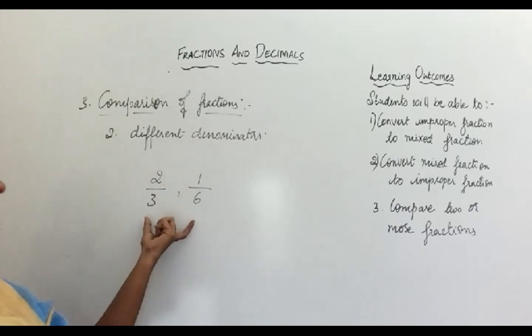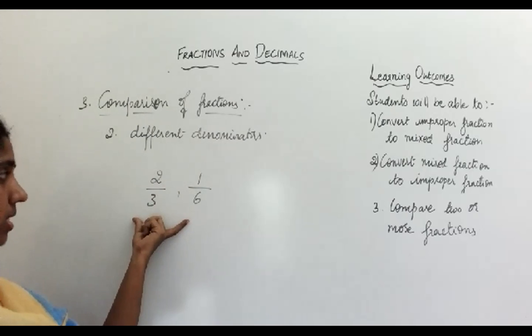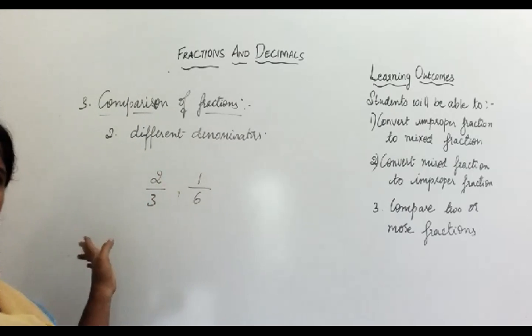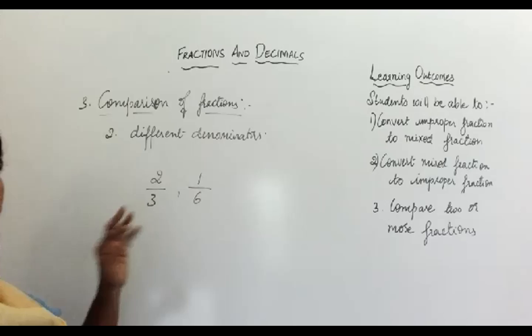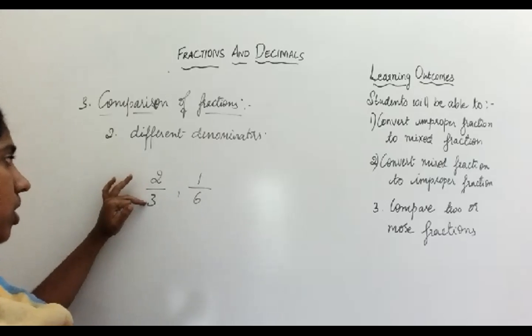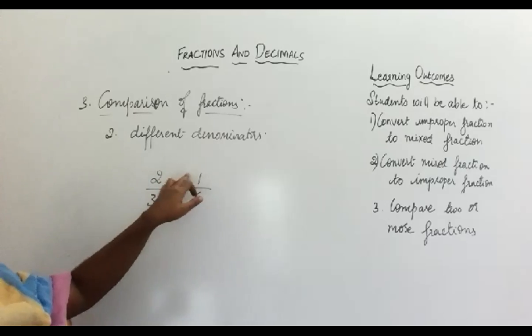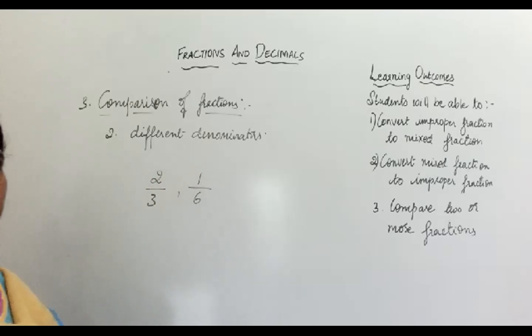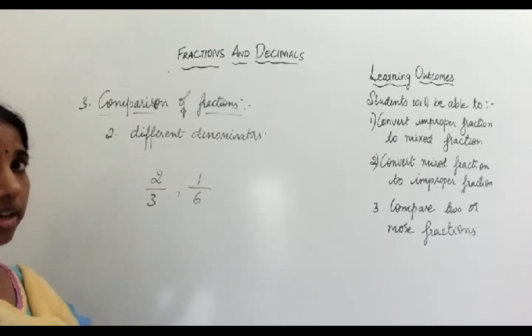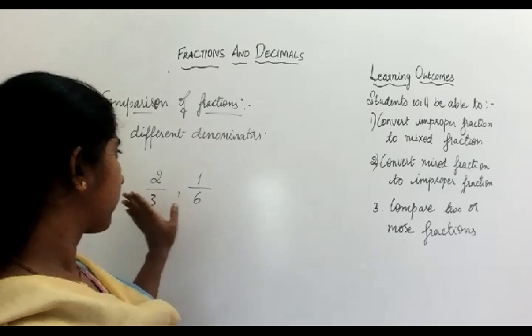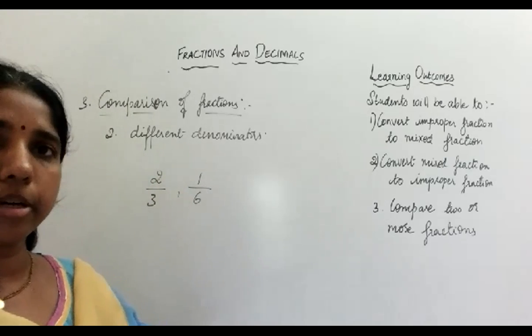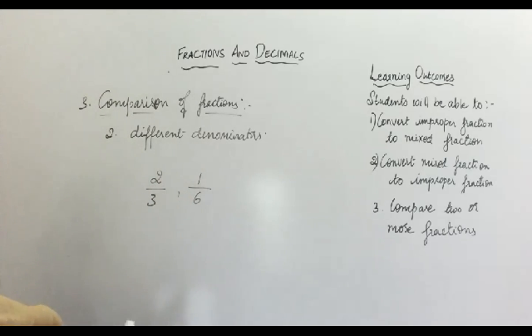So here we have taken 2 fractions. Both are proper fractions, where the numerator is smaller than the denominator. We don't have to do anything while comparing two fractions, whether it is a proper or improper fraction. Just for the learning purpose, I have recalled it.